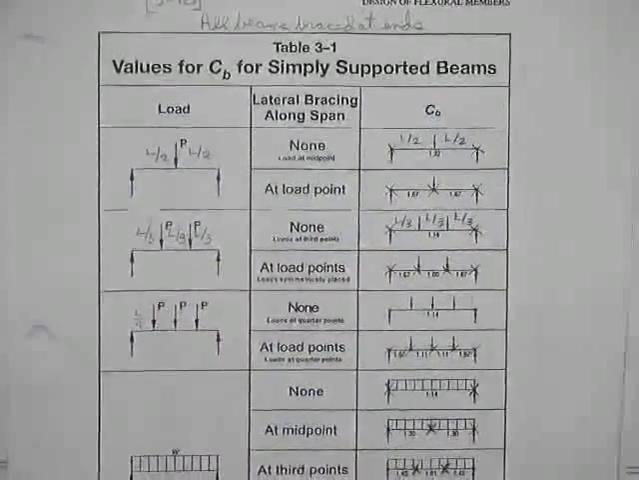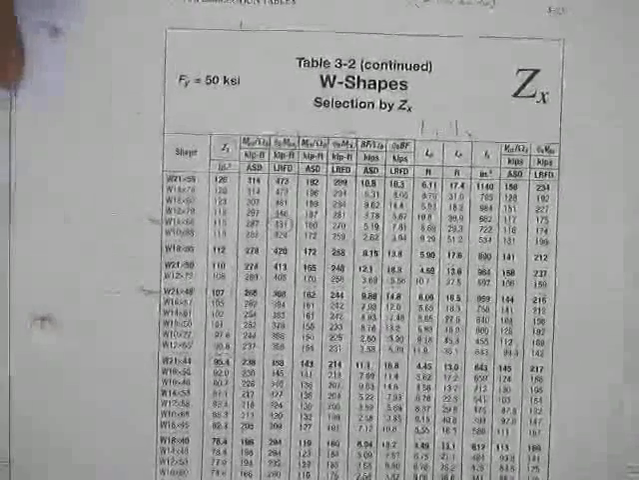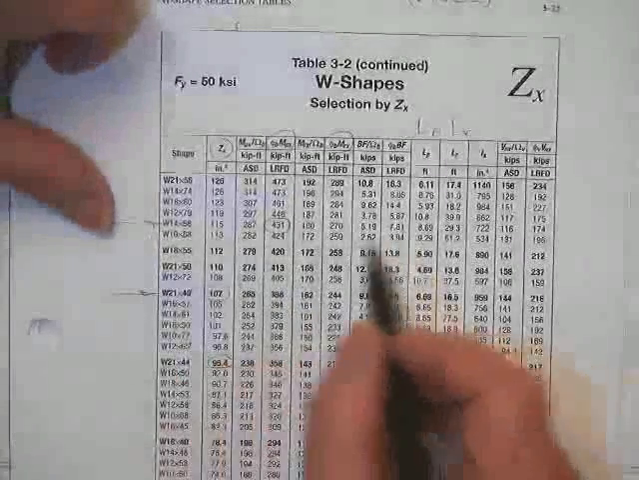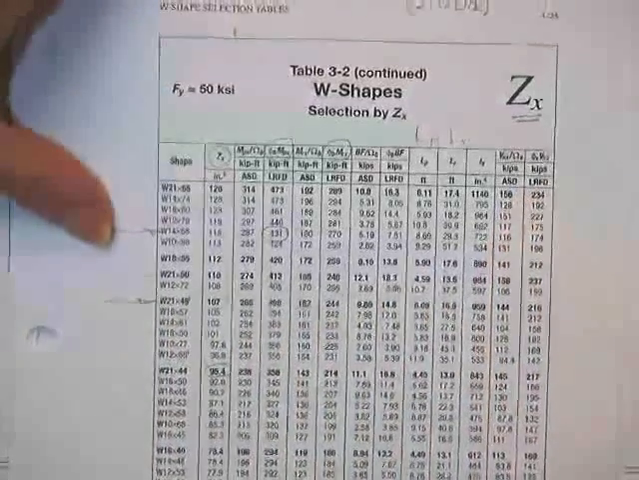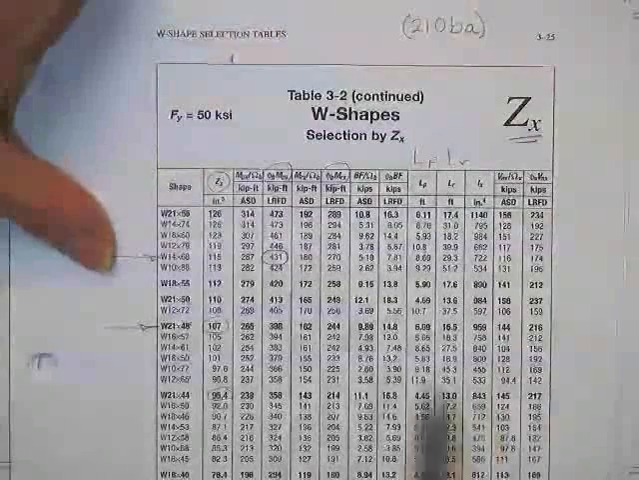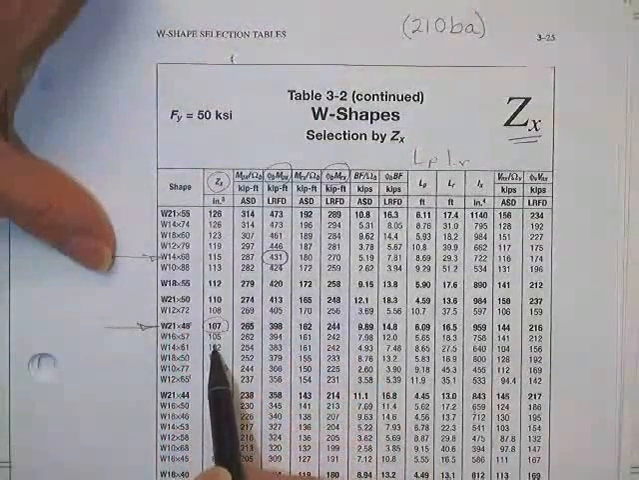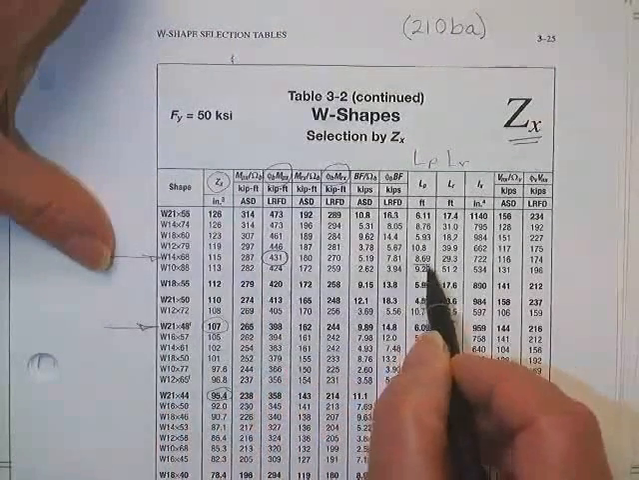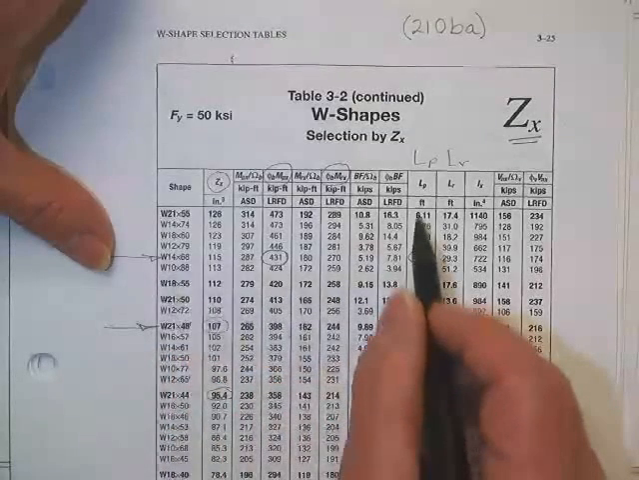There's the books, there's the manual's opinion of the ones that he thinks are practical that you can use. We were working with a W14 by 68. I will tell you that in the manual, there are a set of things called Z tables. They tell you the plastic section modulus. You can also get these from the dimensions table. But also, for your convenience, you remember that number right there, 8.69?